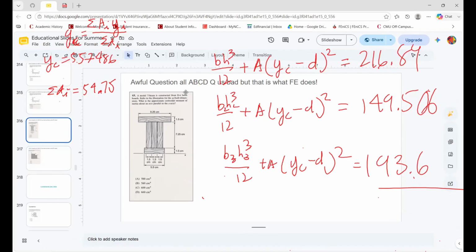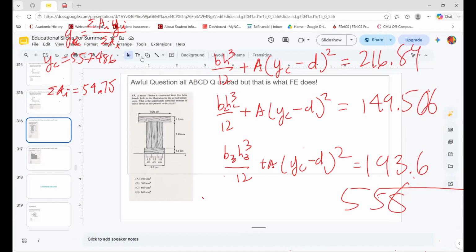And now we do this. We're just going to do 193 plus 149 plus 216 equals 558, round up to 560, which we get B. There we go.